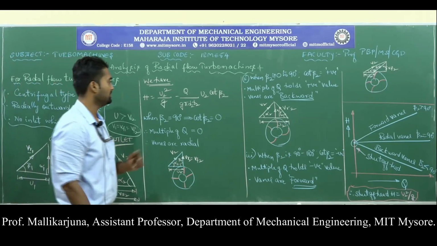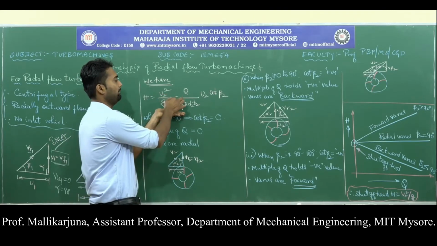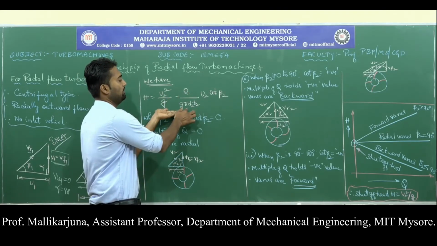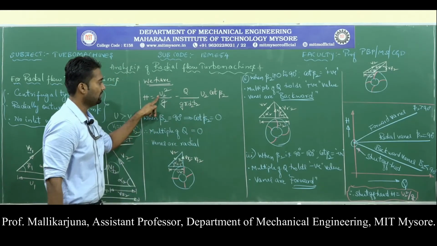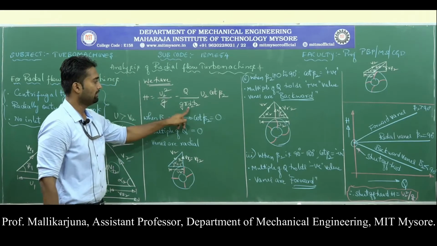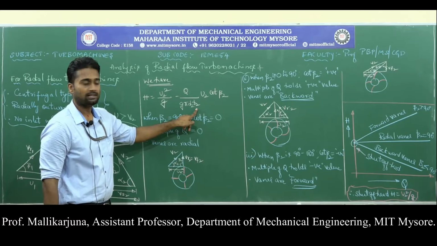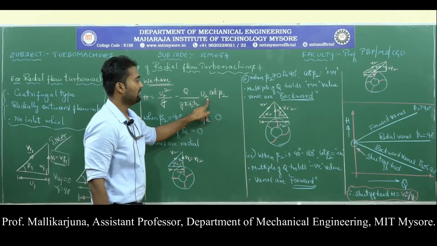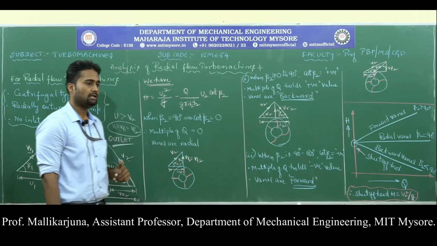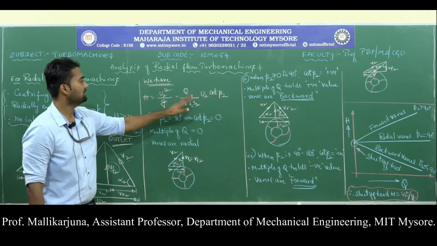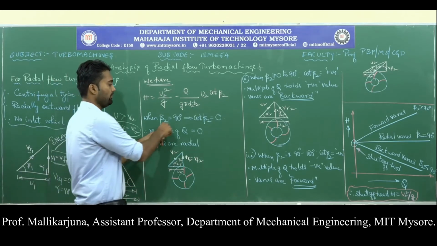From the previous equation, what I have got is H is equal to U2 square by g minus Q divided by g pi D2 B2 U2 cot beta 2. Blade velocity at the outlet is U2, diameter at the outlet is D2, width at the outlet is B2, and beta 2 is the blade angle at the outlet. So now all these terms are with respect to the outlet. Now, let us look for the variation.